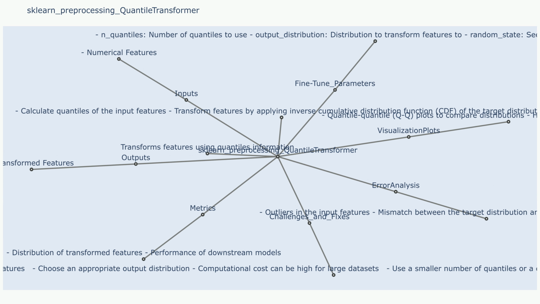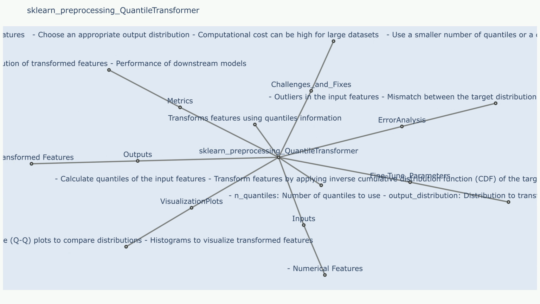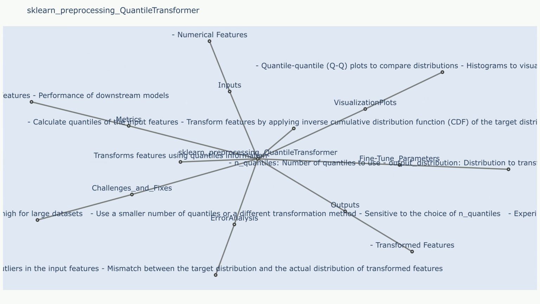Inputs. X. This is the input data, represented as a two-dimensional array or matrix where each row corresponds to a sample and each column represents a feature. Output distribution. This parameter specifies the target distribution for the transformed features. It can be set to uniform for a uniform distribution or normal for a Gaussian distribution. Outputs. Transformed X. The transformed feature matrix, where each feature has the specified output distribution.